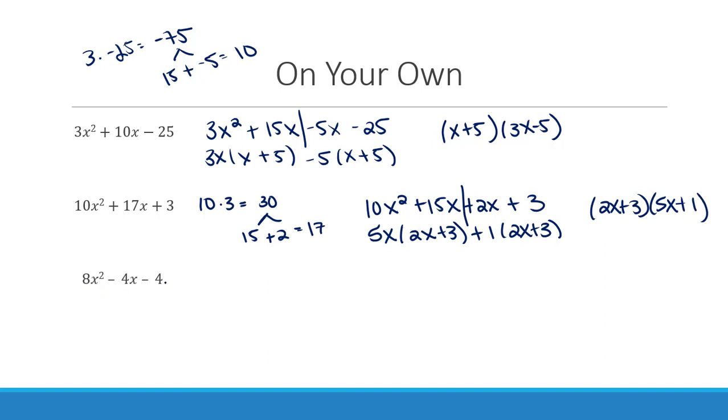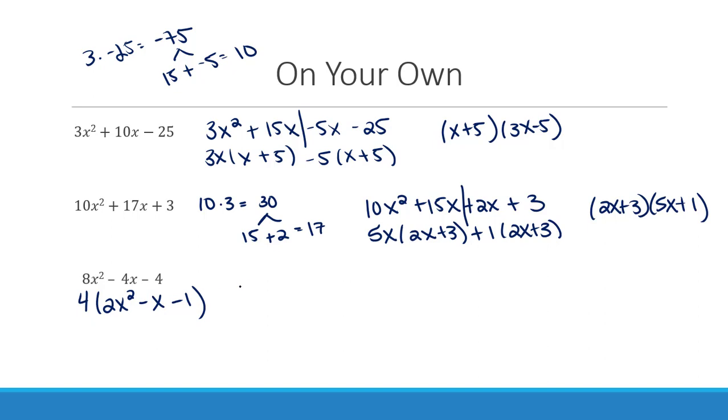Is there a GCF? It's like screaming at you here. You can take out a 4, which is going to leave you with 2x squared minus x, and then you have to put minus 1. Remember, you got to put something so it exists. So let's use the AC method for this part.